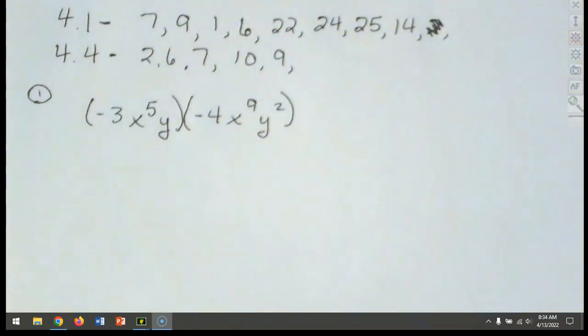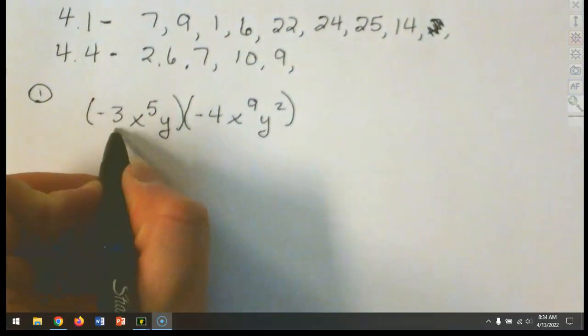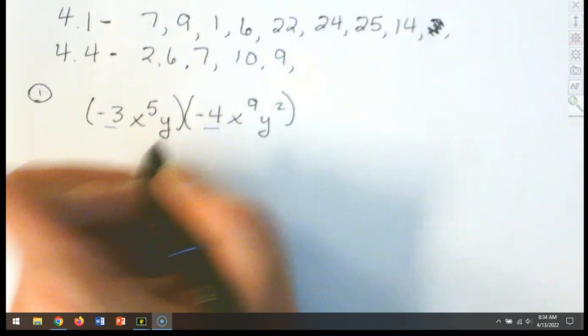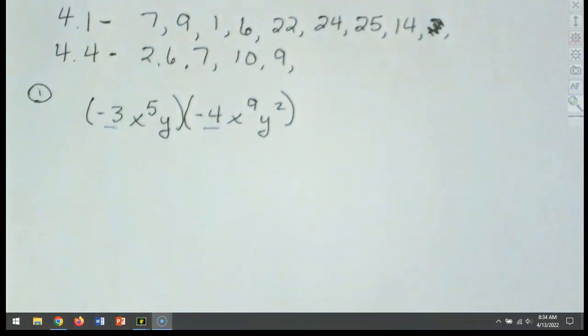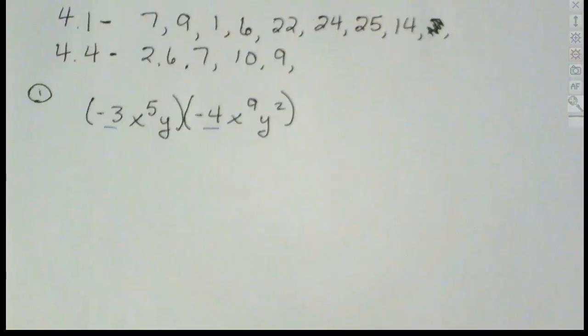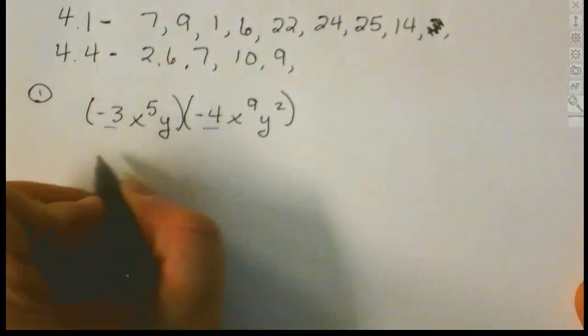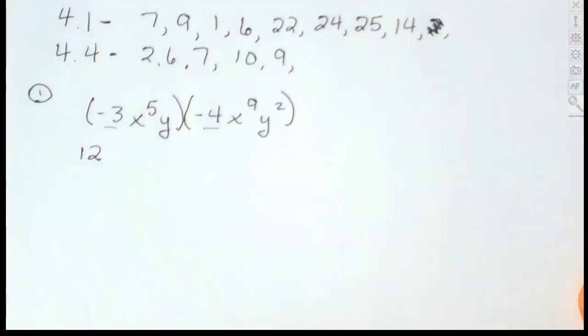So the first thing we want to look at on this problem is we look at our numbers out in front. These are called our coefficients out in front. So we have a -3 and a -4. And those simply multiply together. So those two are going to multiply together. Negative and negative makes it a positive 12.